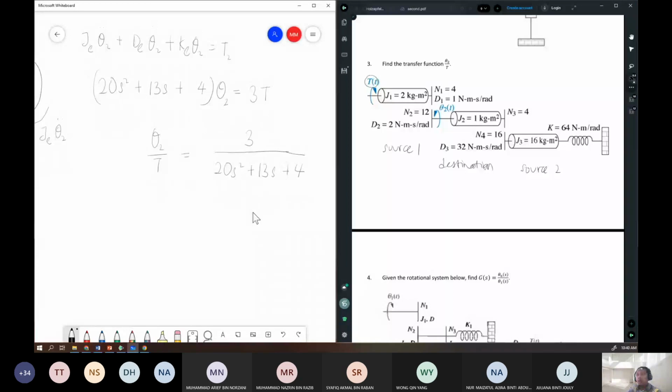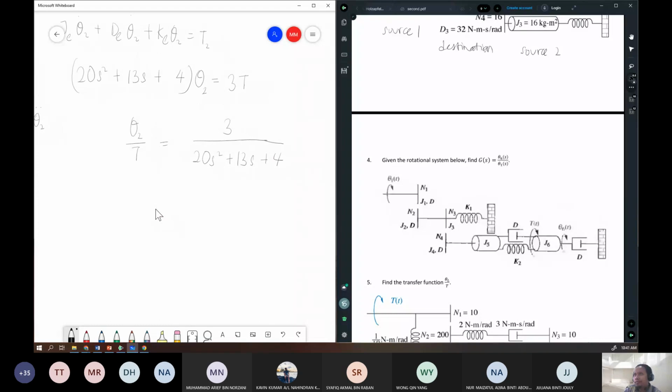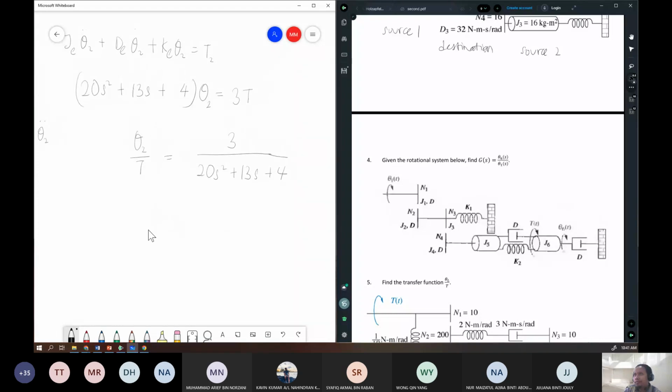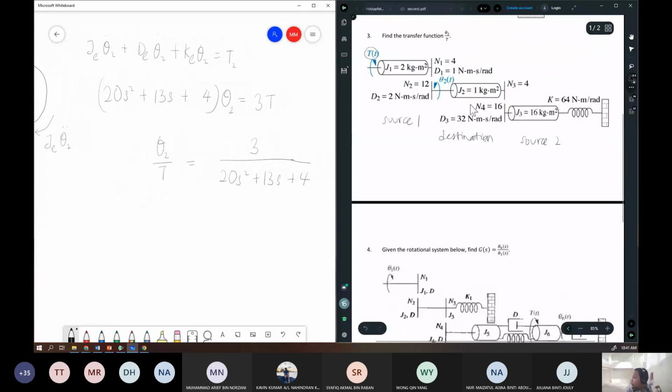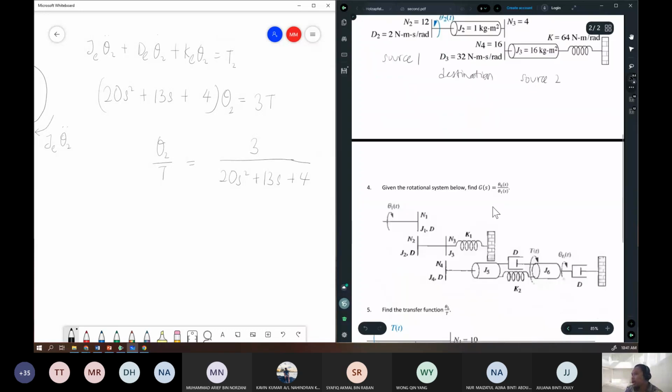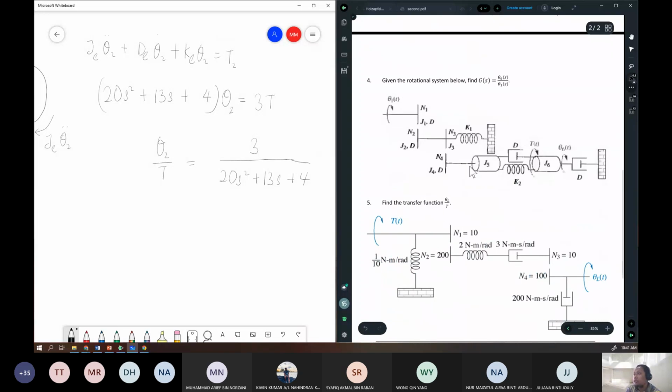Any question for this section? Okay, so that's for question number 3. Now question number 4 and number 5 is a special case. Let's look at the lecture notes first before we tackle this question.